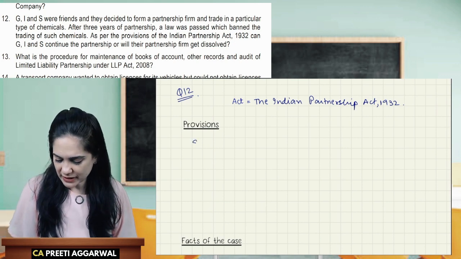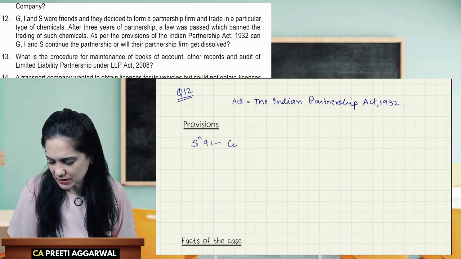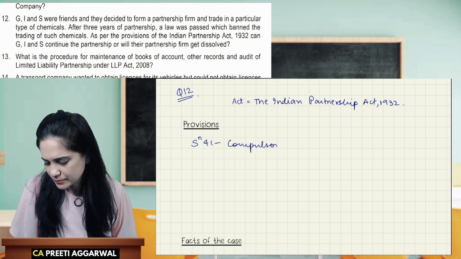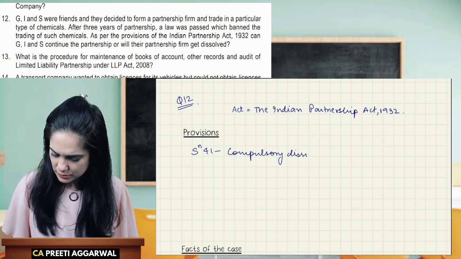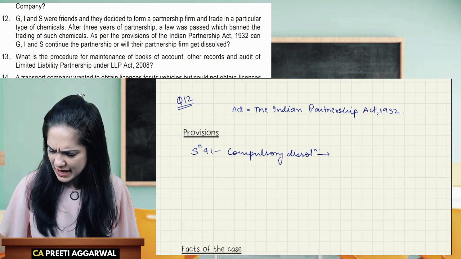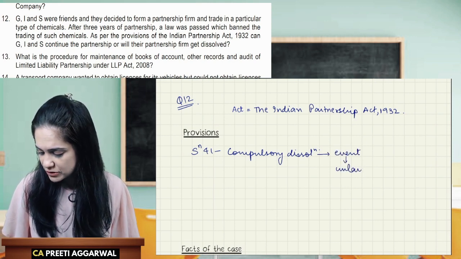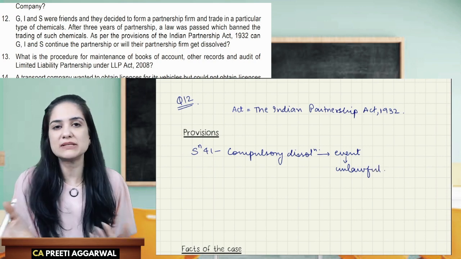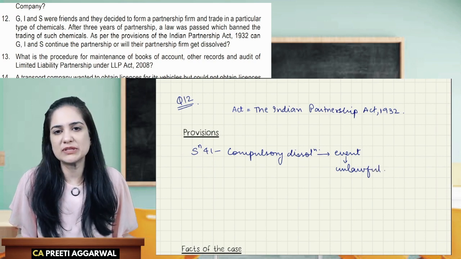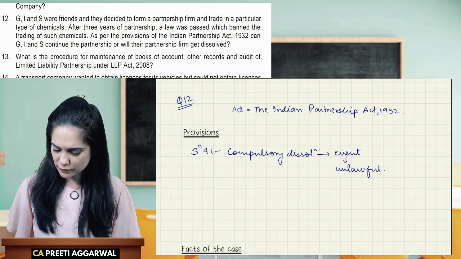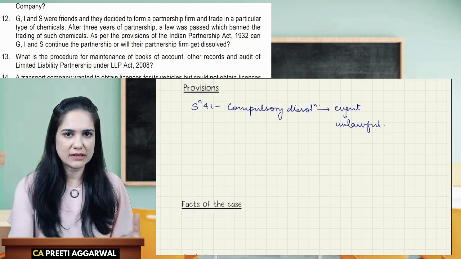So in provisions, you will write section 41. This is nothing but compulsory dissolution, wherein it is happening due to certain event which has now made it unlawful for the firm's business to be carried out. So a ban is imposed. It is not possible for them to continue the business. So it has now become unlawful. So section 41 is something which you will write in the provisions part.